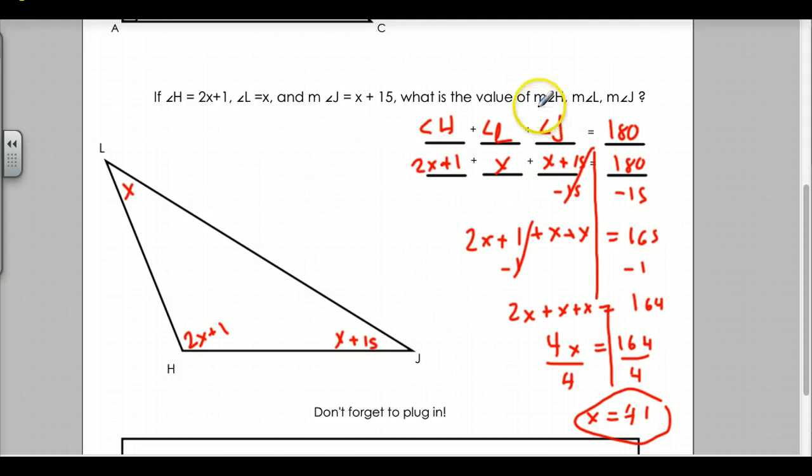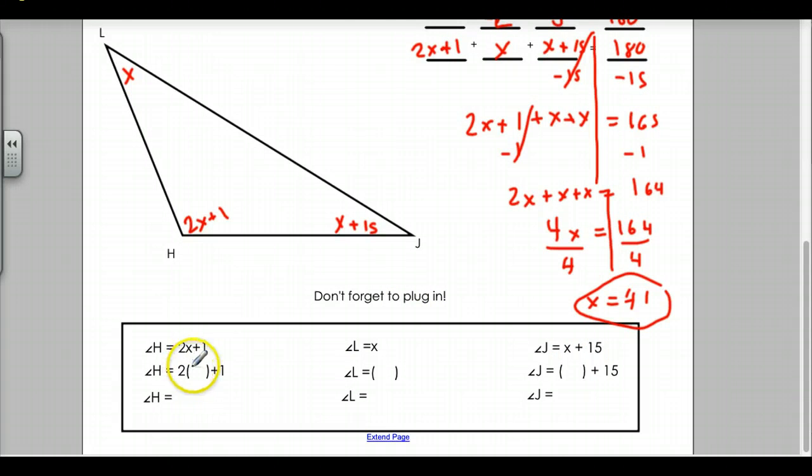Beautiful. Now the original question said to find the measures of these 3 angles, so I'm going to have to plug them in. Since x is 41, the measure of H is 2x plus 1. Instead of x, I'm going to put 41 in there. 2 times 41 plus 1, well, that's 82 plus 1, so this is 83 degrees. That's my measure of H. The measure of angle L is x, so that's just plugging in 41. No math to do there, and that's just going to be 41 degrees. And the measure of angle J is x plus 15. Instead of writing x, I could just write 41. So it's 41 plus 15, and that's 56 degrees.